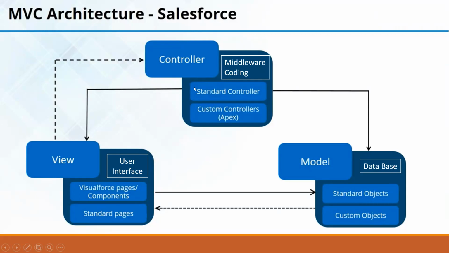And the middle thing is what controls how my view will look and how my data will go into the database. There is something we are writing in the middle, Apex classes, as a custom controller, or you are using the standard controller which is already provided by Salesforce. So that is called my middleware, the middleware coding which we are doing. So that is called my controller. So MVC, model view controller: database, user interface, and coding. Everyone clear on this now?